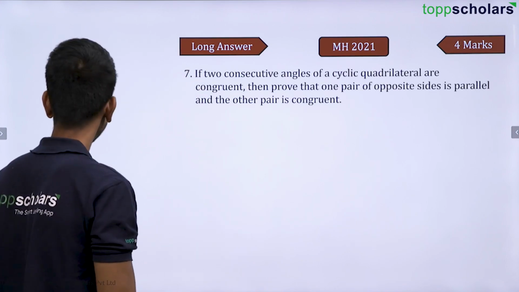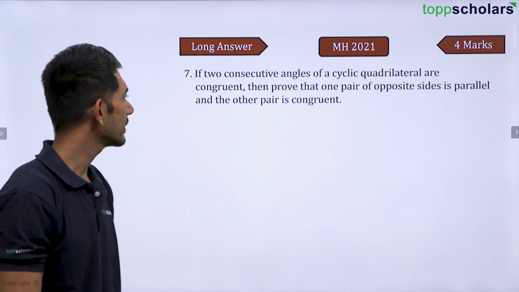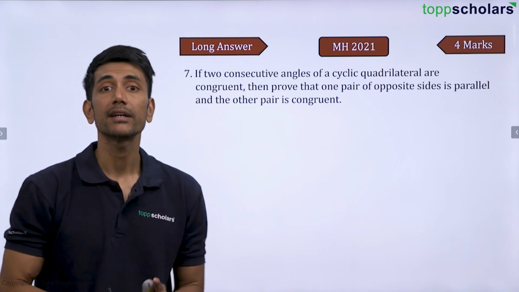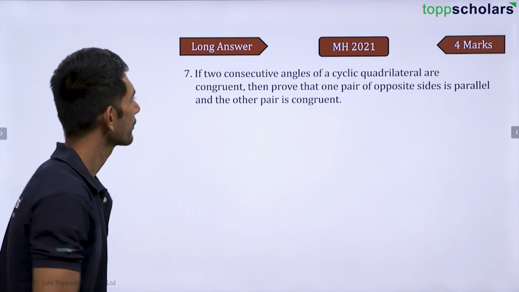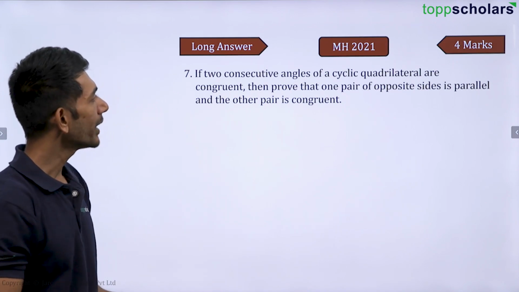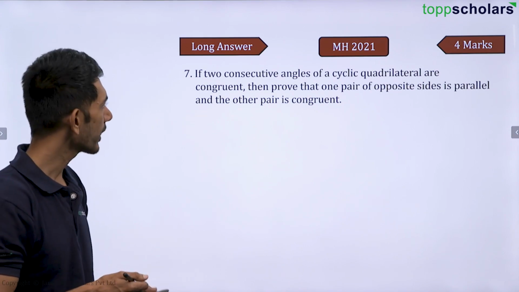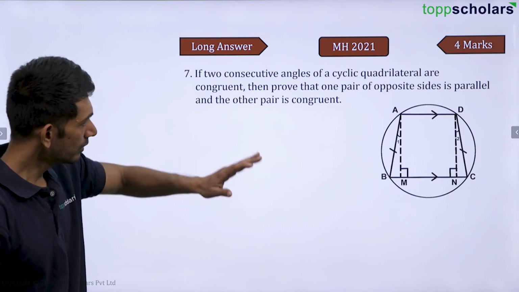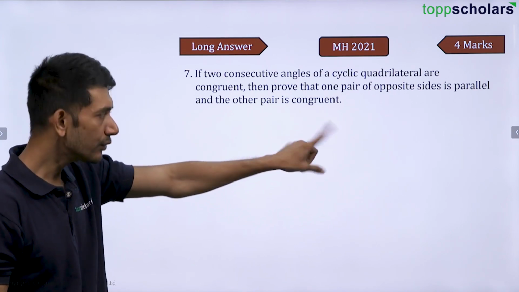It says, an interesting question. If two consecutive angles of a cyclic quadrilateral are congruent, two consecutive, not opposite. That means they are adjacent. Then prove that one pair of opposite side is parallel and the other pair is congruent. Okay. So this is how the figure looks like, but let me structure the figure for you. We'll use that later.